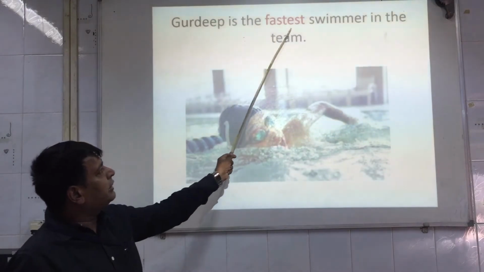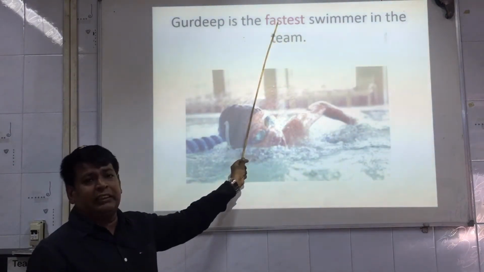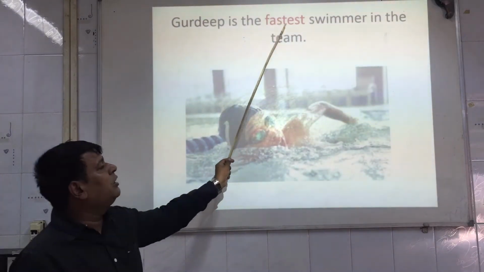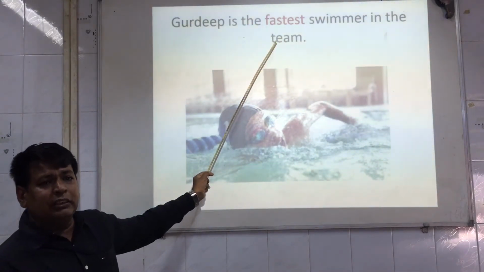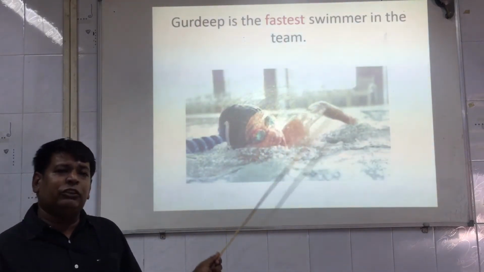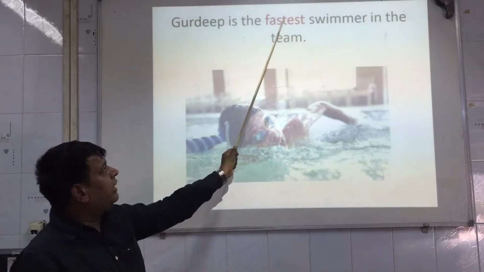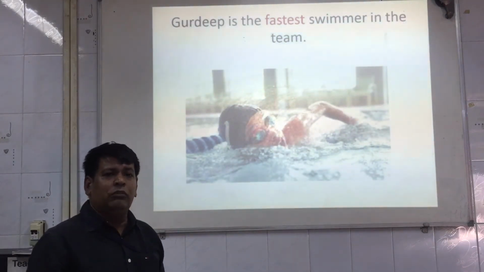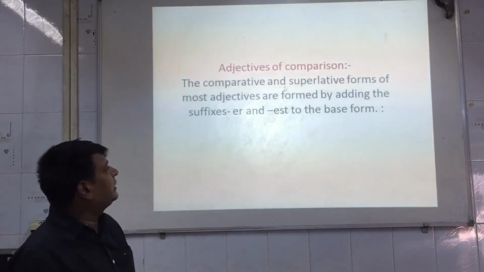Gurdeep is the fastest swimmer in the team. Now here the adjective fastest compares among the whole team. That means in the superlative form, when we compare more than two people, objects, places or actions, we add est to the adjective and we use the with this form. We do not use then. Clear, students? See one more example.